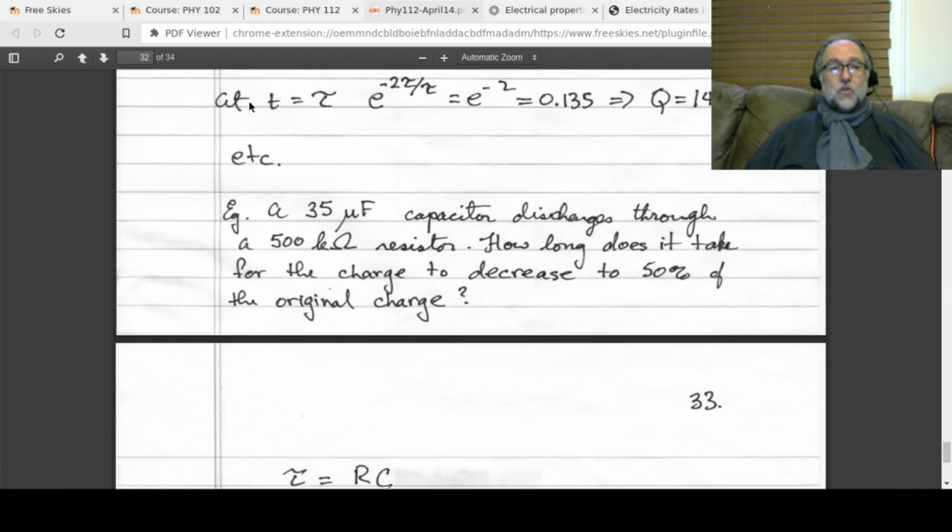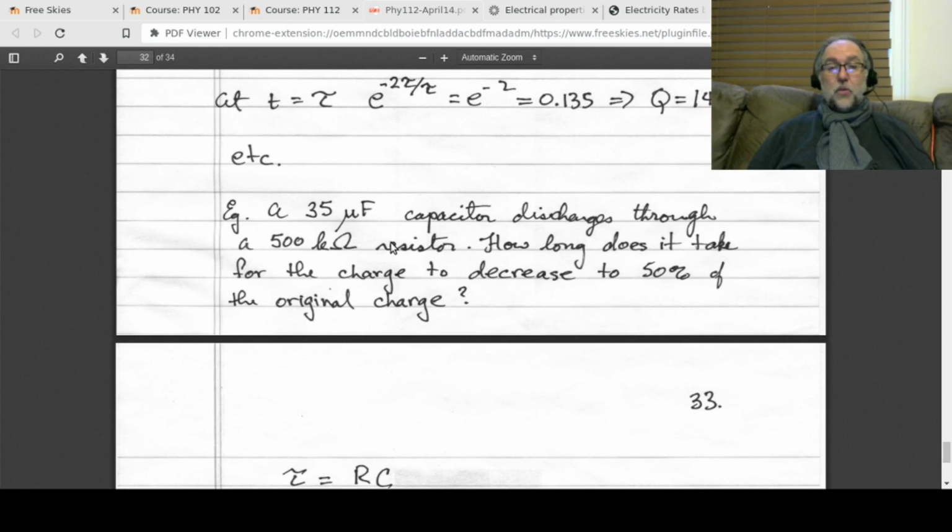Okay, so here we go. A 35 microfarad capacitor discharges through a 500 kilo ohm resistor. Both of these are doable in the lab. 35 microfarads, that's a pretty big capacitor. That's about as big as you're going to get in any electronic component, like a computer. If you look inside computers, you'll see capacitors all over the motherboard. Okay, and 500 kilo ohms. That's a pretty hefty resistor, but very much something that you can get in the lab.